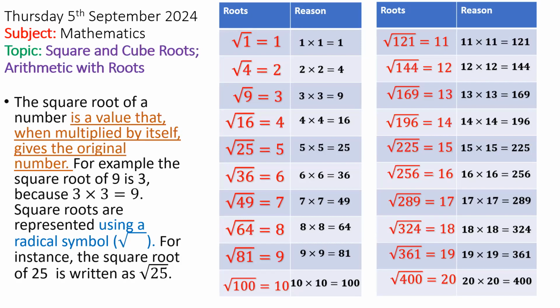Joseph, what's the square root of 169? 13, very good. And Sabria, what's the square root of 400? 20. 20, very good. And Summer, what's the square root of 49? 7. 7, very good.